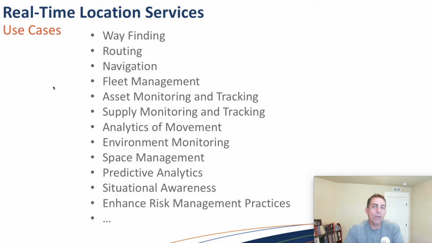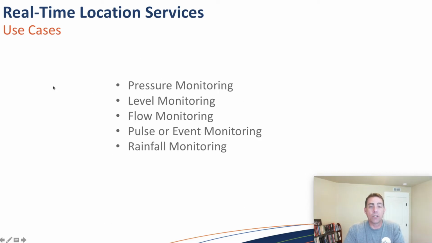If we narrow that down and look at the utility or public works spectrum, we look at these Internet of Things devices helping us monitor specific things like water pressure, the level of streams, the level of catch basins, the flow of water or the flow of people through a space, and event or pulse monitoring. So as things happen, they trigger other events. Rainfall is a big one for managing flood risk and things like that.